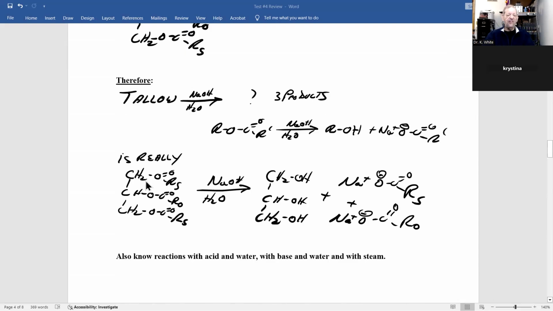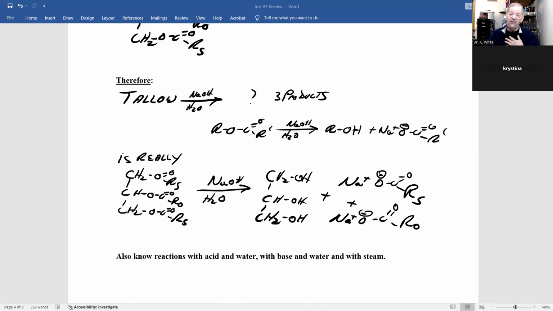And what I'm really asking is take this molecule, react it with sodium hydroxide and water, which is this general reaction, first ester gives this alcohol plus this carboxylate anion. Remember, R is R sub S. This ester gives this alcohol plus this carboxylate anion, where R here is R sub O. And this is shorthand for oleic and sodium oleate, sodium stearate, sodium oleate. And the last one here, you'll get this alcohol, you get glycerin, and you'd get this one.